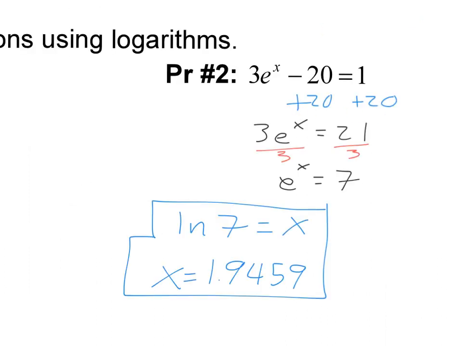Okay, so I added 20, and I got 21. 3 times e to the x equals 21. Divide both sides by 3, and I got e to the x equals 7. Then I went ahead and converted to log form, or natural log form, because the base is e. And so I switched the x and the 7, and there we go. The ln of 7 equals x. So this is my exact answer, and if I plug it into my calculator, I should get this decimal answer. So I would go ahead and double check, make sure you can get this in your calculator.